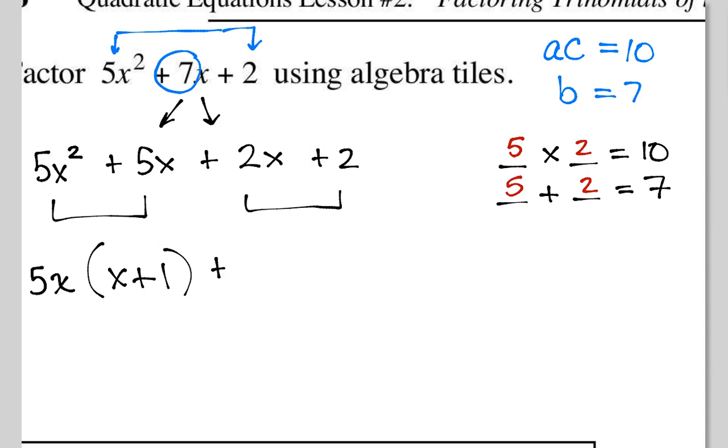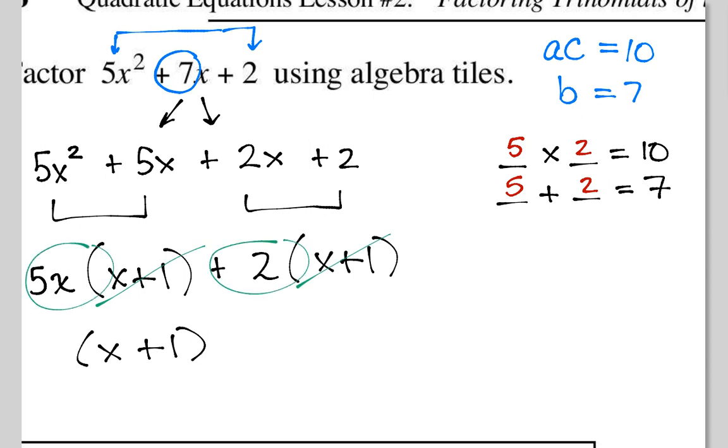Now, out of the second pair, you could take out a 2, and you're left with x plus 1. Now they have the x plus 1 factor in common, which can be factored out. And then again, in your mind's eye, this factor's been removed. What's left over? Okay, the 5x and the 2.